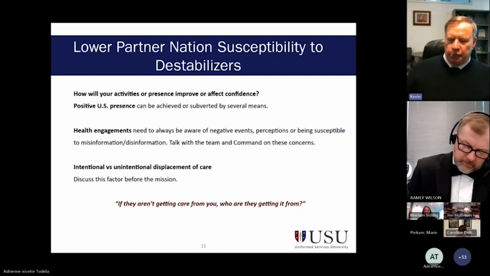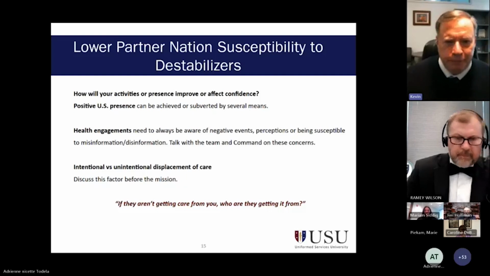And there's a great adage that comes not from the military, but from the NGO community. It says, bottom line, if they're not getting care from you, who are they getting it from? And that's a question you have to ask as practitioners, or when you're advising practitioners out there, to sit there and say, what are your goals here? Next slide.